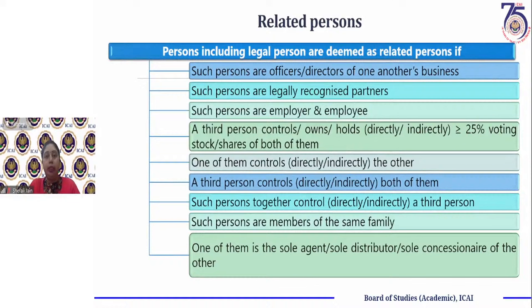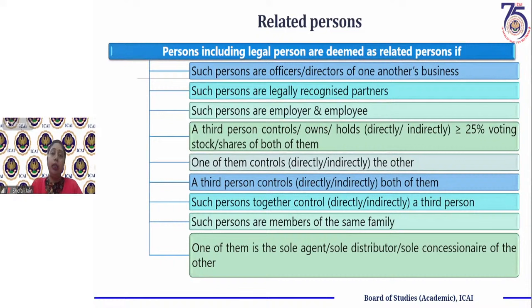Next is a third person controls directly or indirectly both of them. That means, like in the earlier example we had done, ABC Limited controls X Limited also and it controls Y Limited also. Now, in the previous clause, this fourth clause, it is mentioned a third person holds at least 25% of the voting share. Here, the clause says a third person controls two entities. When I say control two entities, this control can be by way of having a particular voting share in both these companies, or it can be by controlling their major policy decisions. So, if these two companies are controlled by a third company, then these two companies which are being controlled shall be deemed to be related. So, if ABC Limited is controlling X Limited, and ABC Limited is controlling Y Limited, then X Limited and Y Limited shall be deemed to be related.